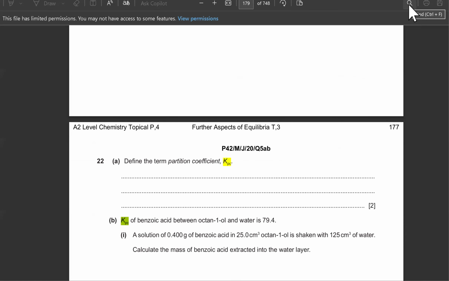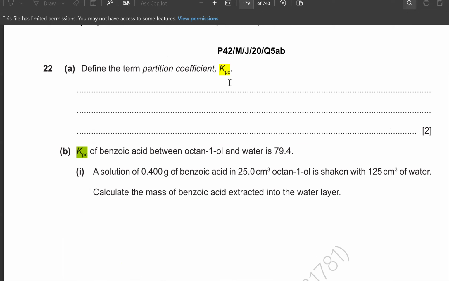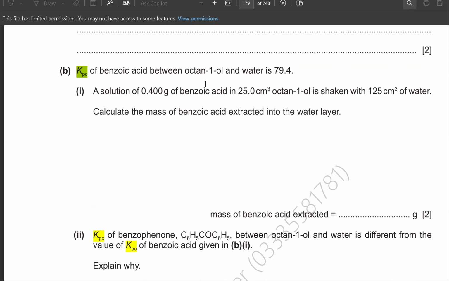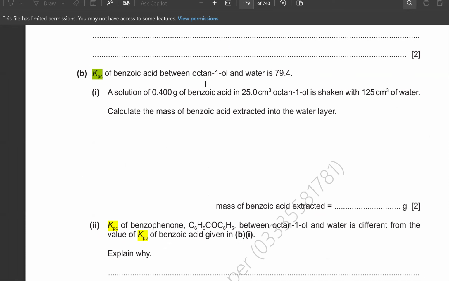Okay, here's one. KPC, define the term, that's why I wrote down the definition. It's the ratio of the solubility of a solute in two different immiscible liquids. Okay. Now this one. Again, this is, I think, the reverse question.